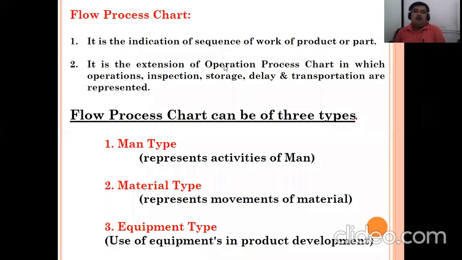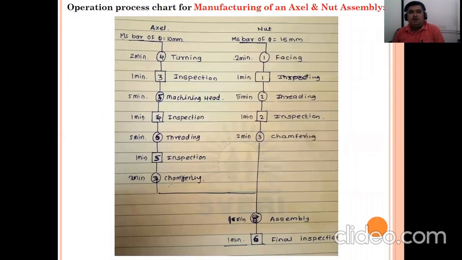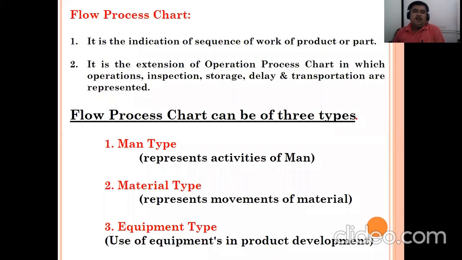So last lecture we covered the operation process chart, and that example we have taken. At the end of the last lecture, we just started this particular flow process chart, and we tried to finish it, but we did not complete this particular flow process chart. So once again, we will start from this particular point, and we will continue our lecture.